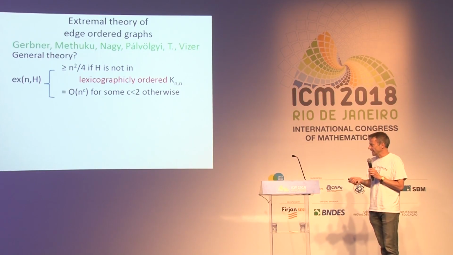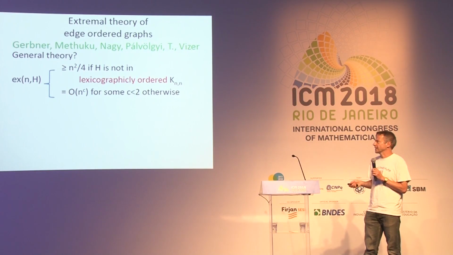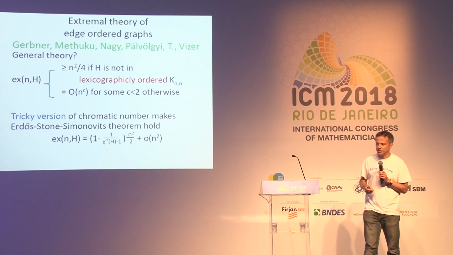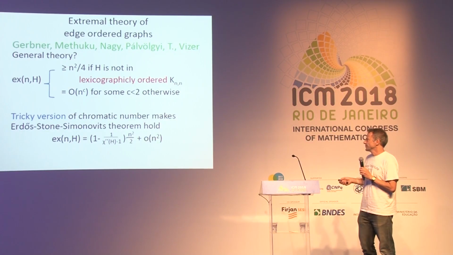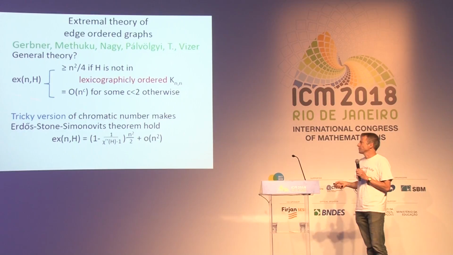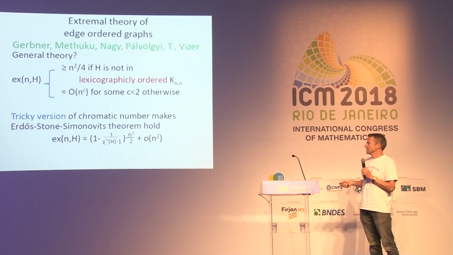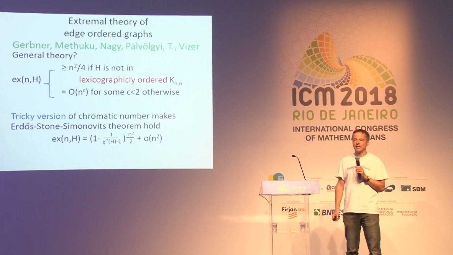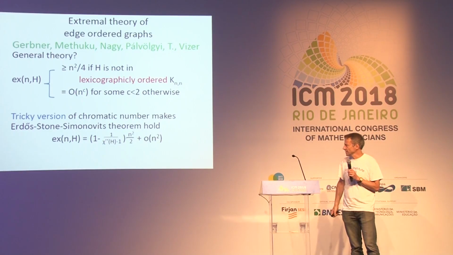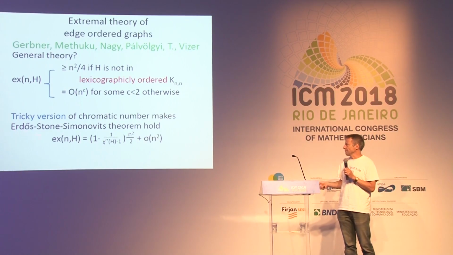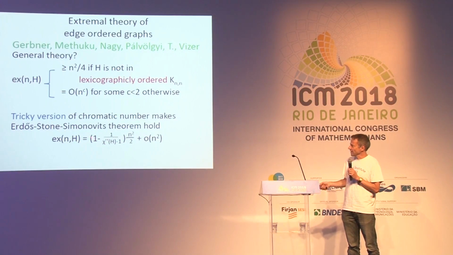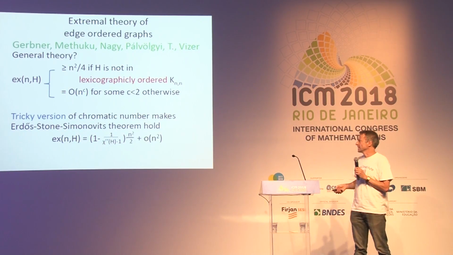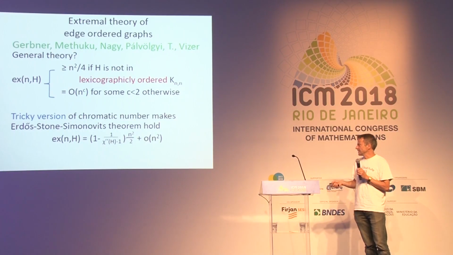So that's the right analog of bipartite, but what would be the analog of the chromatic number in general? So you need a chromatic number for that, and then you can find the Erdős–Stone–Simonovits theorem for this particular theory. I just put chi double prime to denote this tricky chromatic number, and it has the same form.